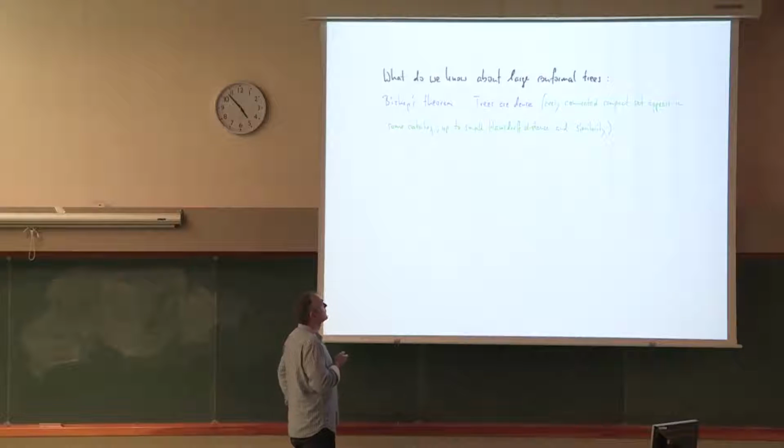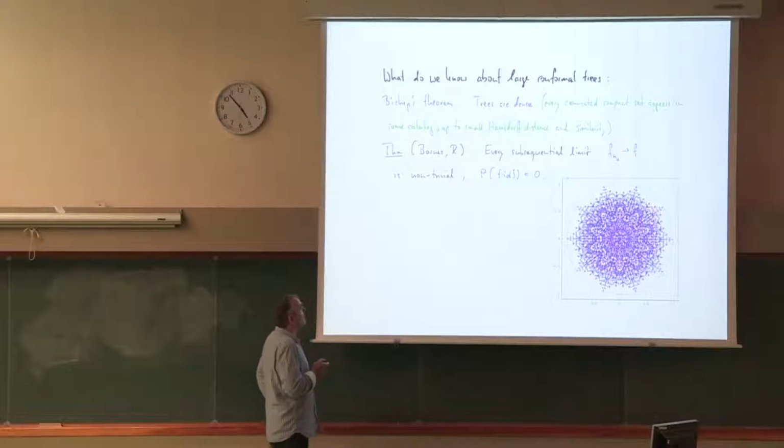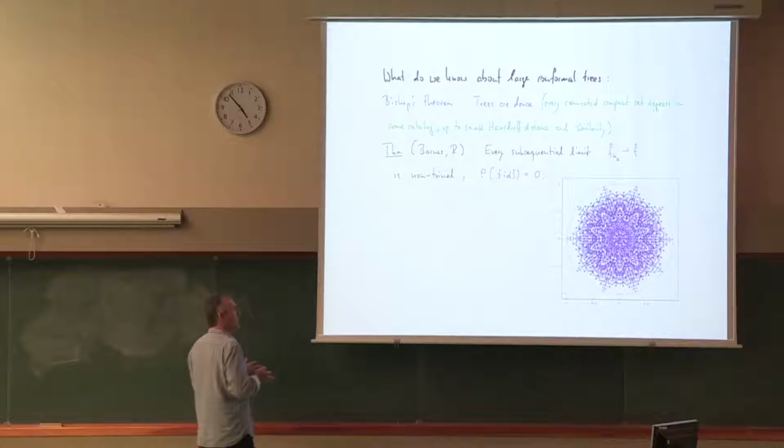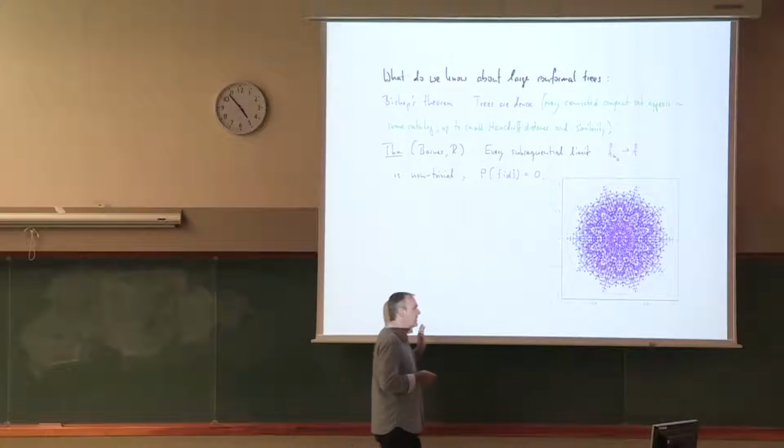So what does the typical tree look like? And this is a theorem with my former student Joel Barnes, that at least subsequential limits do exist in the topology of conformal maps.